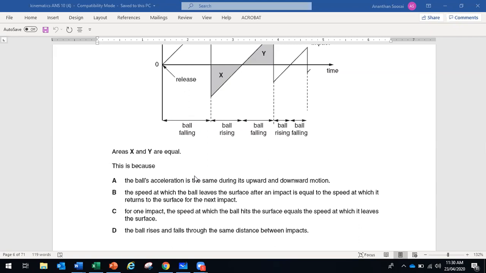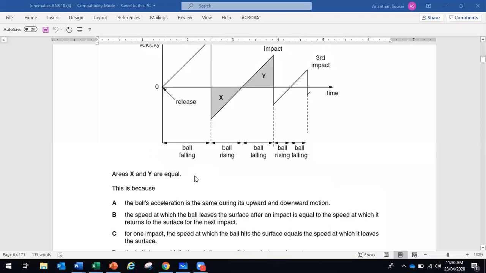B, the speed at which the ball leaves the surface after an impact is equal to the speed at which it returns to the surface. Okay, it's not wrong. It's correct again. Without air resistance, B is another fact that is correct. That means the value here, negative 20, means the value here should be positive 20. We're just talking about the maximum value.